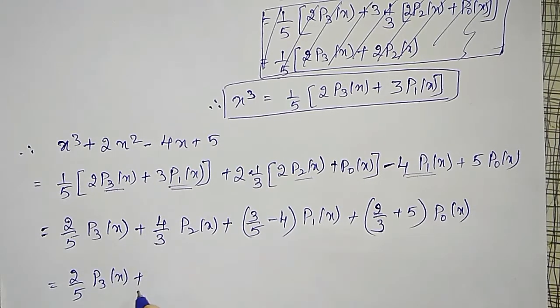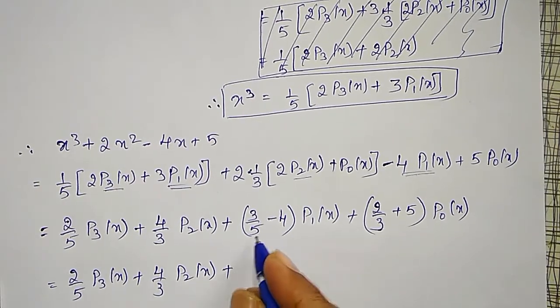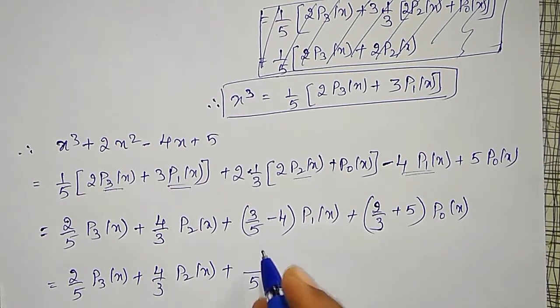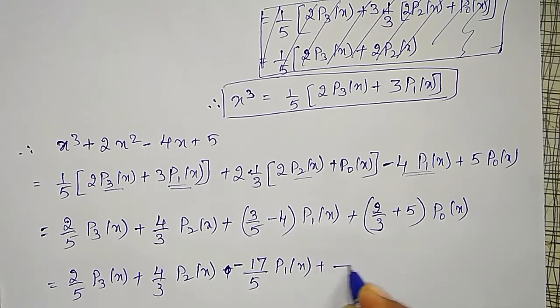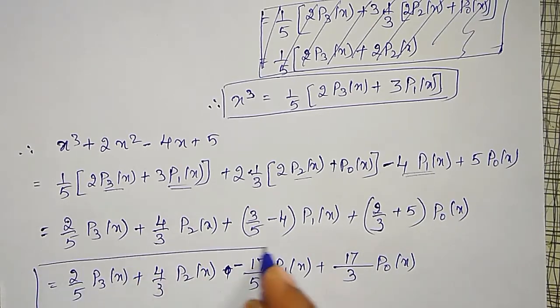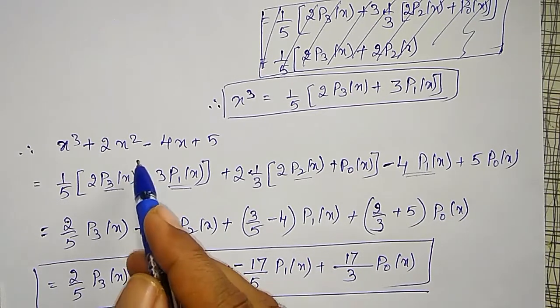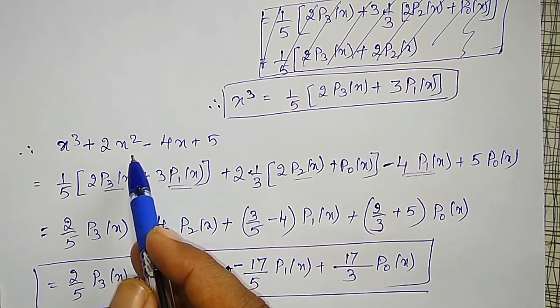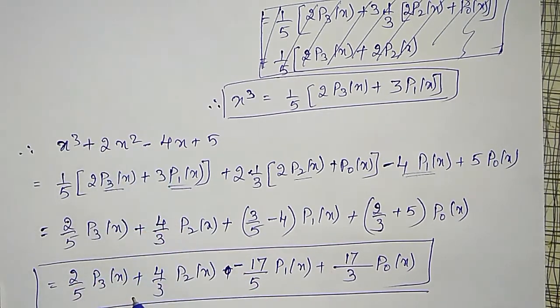So we get 2 by 5 P3 of x plus 4 by 3 P2 of x plus, LCM is 5, 3 minus 20, that is minus 17 divided by 5 P1 of x, plus, LCM is 3, 15 plus 2, 17 divided by 3 P0 of x. This is the Legendre polynomial expansion equivalent to our given polynomial in terms of x, with the coefficients like this.